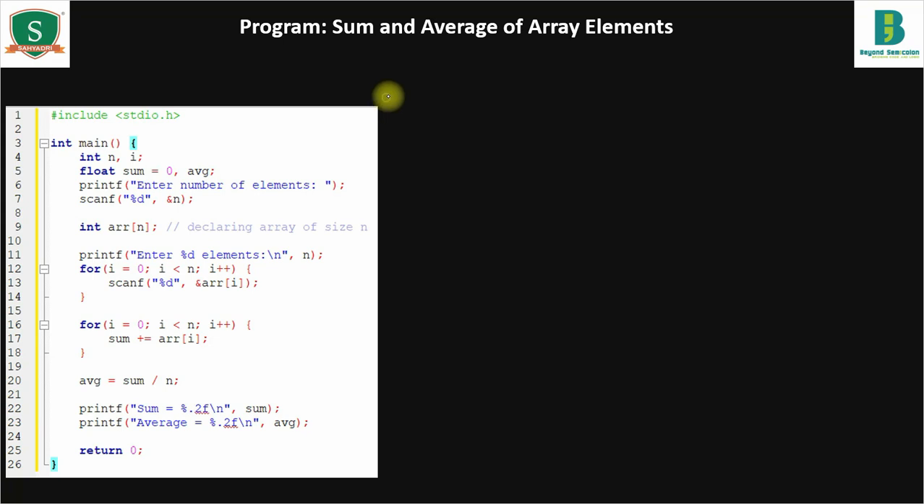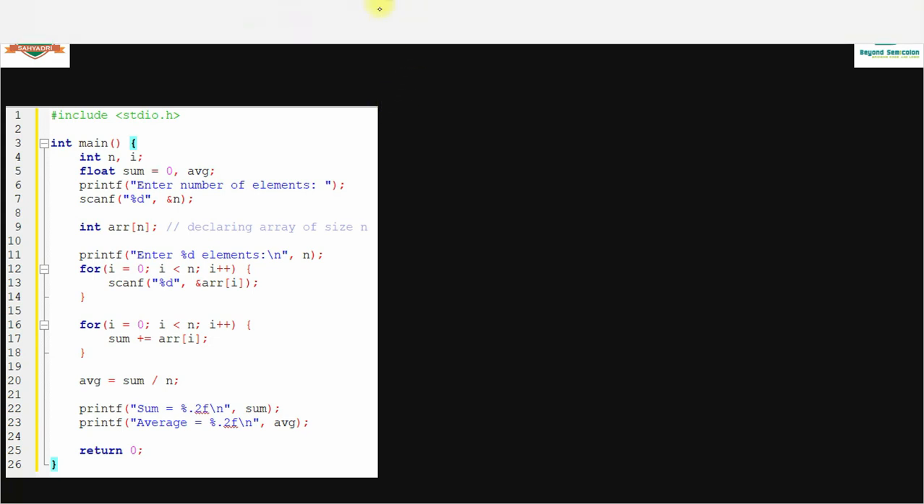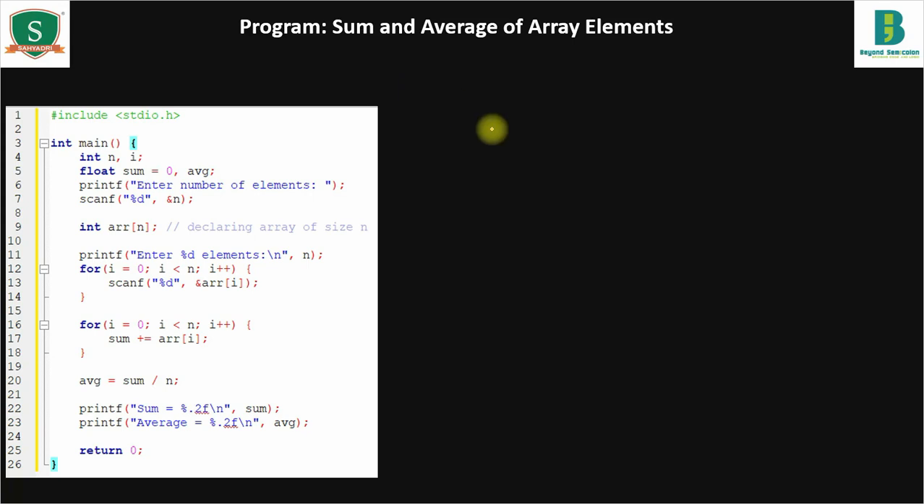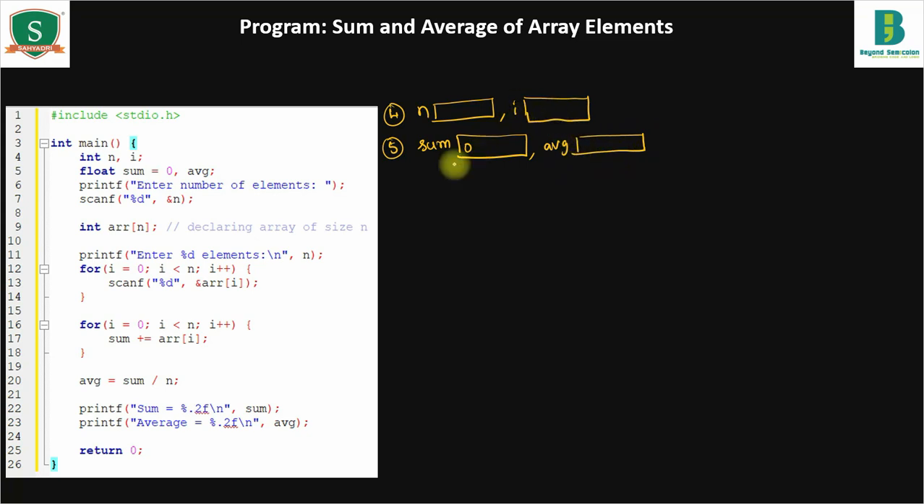The program starts execution from the third statement. The third statement is the main function. In the fourth statement, int n, so a memory location is allocated for the variable n. Next, i is also a variable which stores an integer value. Then the fifth step contains sum is equal to 0. Sum is another variable that is holding the value 0. And avg, average, is going to hold another value.